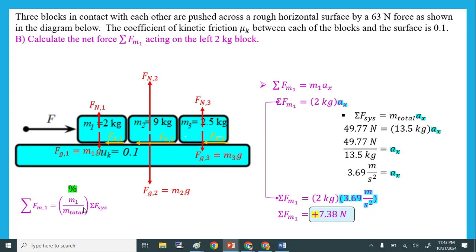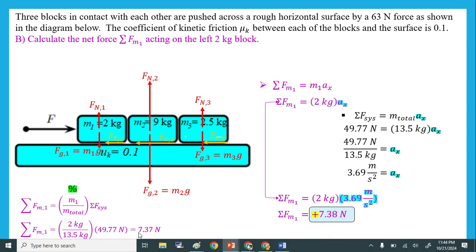So therefore, it's going to occupy a certain percentage, right, of the net force of the system. So here's M1, that's divided by the total. That gives you a percentage of the system, and then percentage of what the total force in the system. All right, so if you plug values in, M1 here is 2 kilograms, the total mass is 13.5, and then the net force on the system is 49.77 that we calculated in part A.